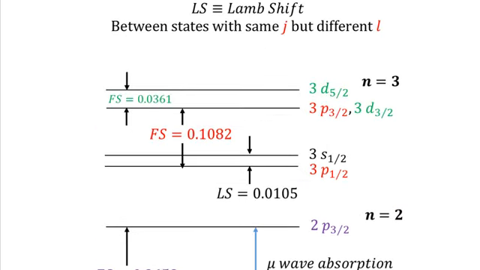So similarly, for the n equals 3 level of the hydrogen atom, I have shown these states. This is the 3p1/2 state, above which is the 3s1/2 state. So the 3s1/2 state is higher in energy than the 3p1/2 state. And this p1/2 state has its corresponding counterpart as the 3p3/2 state.